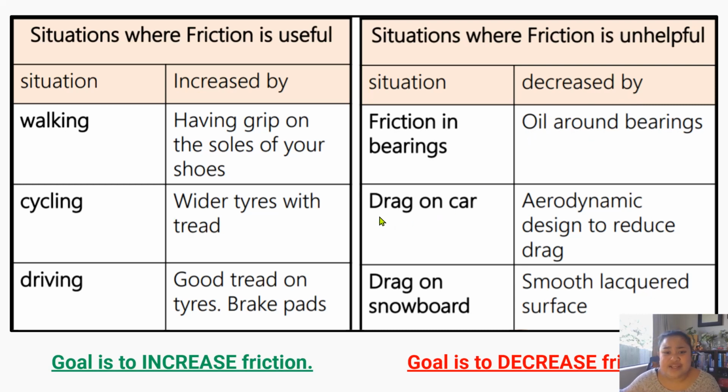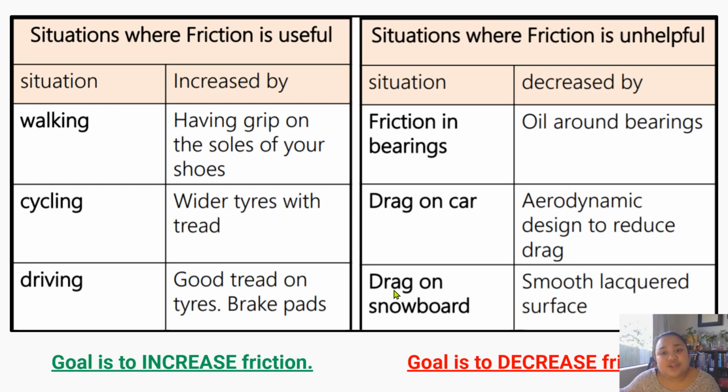Another situation is drag or air resistance on a car. We don't want air resistance on a car because that means it's going to use more fuel to try and counteract that friction reaction force. So how do we reduce the friction on our cars? Well, we make sure that the design of the car is aerodynamic, so more curved surfaces, to reduce that friction or that air resistance or that drag.